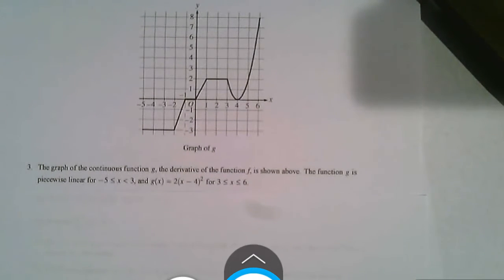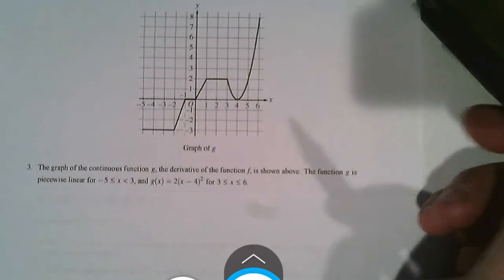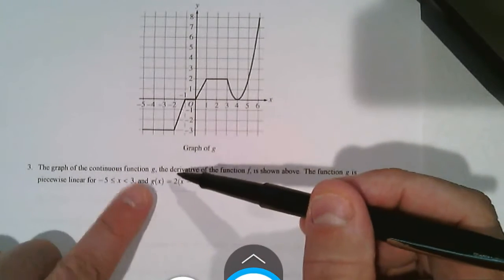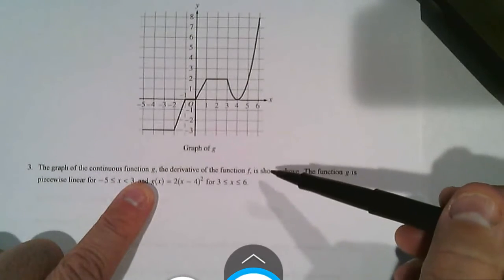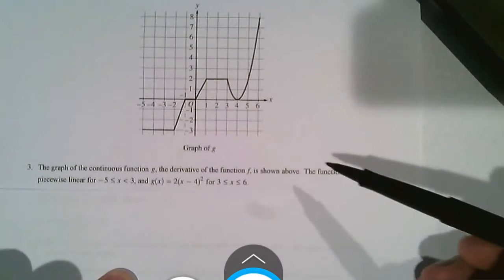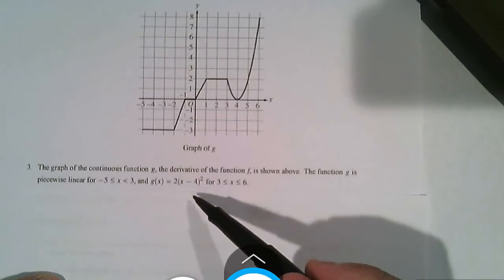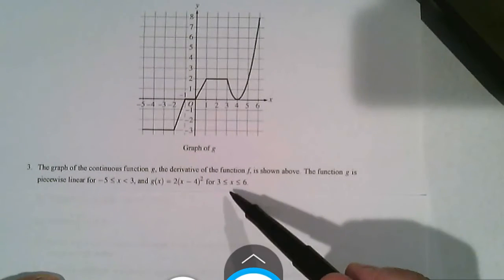It's question number 3. So if you were a calculus student in May 2018, this would have been your first calculator inactive question to work on. So here we go. We've got the graph of g given to us. It says the graph of the continuous function g, the derivative of the function f, is shown above. The function g is piecewise linear for -5 less than or equal to x less than 3, and g of x equals 2 times (x minus 4) squared for 3 less than or equal to x less than or equal to 6. Okay, they just gave us a whole lot of information.